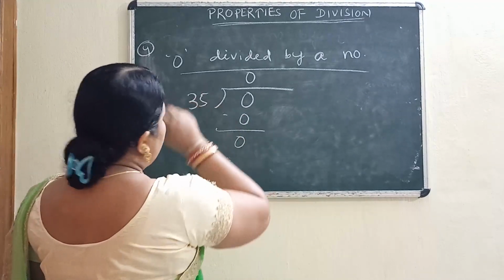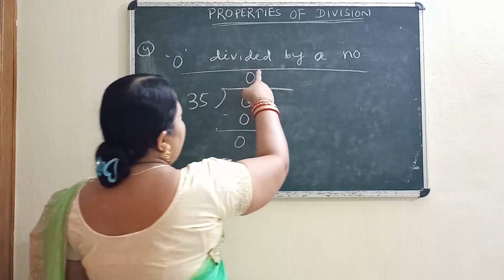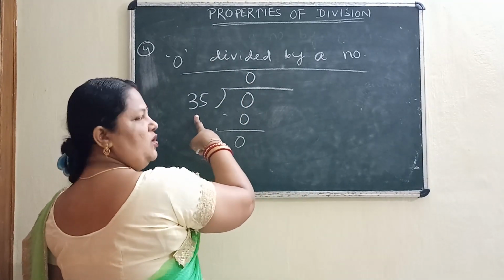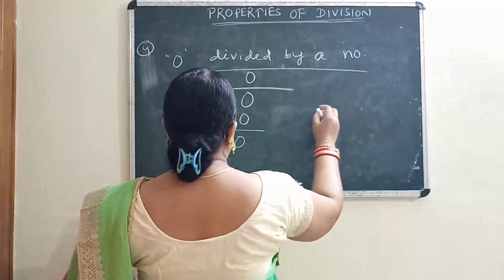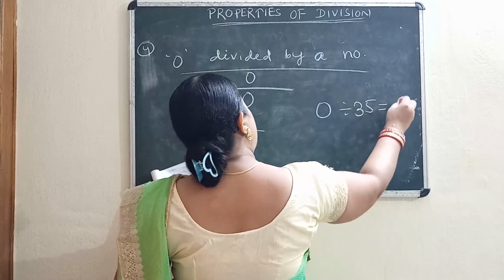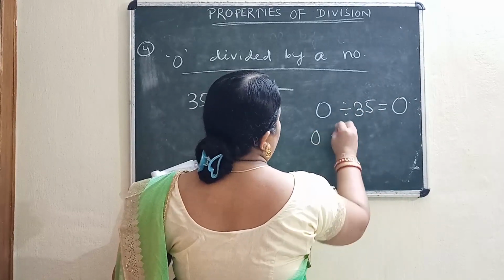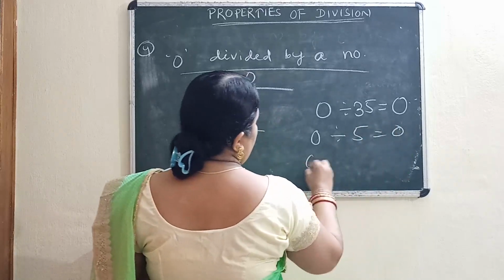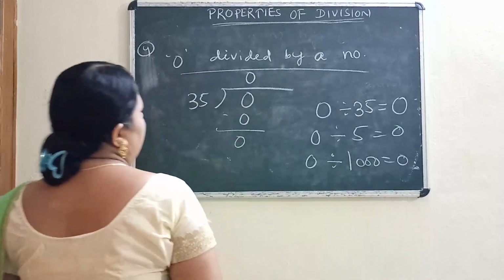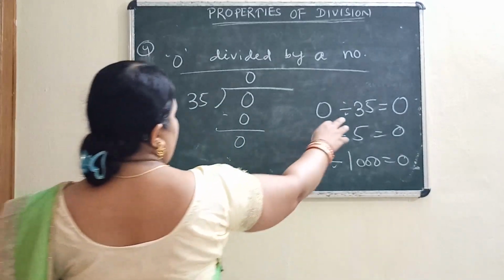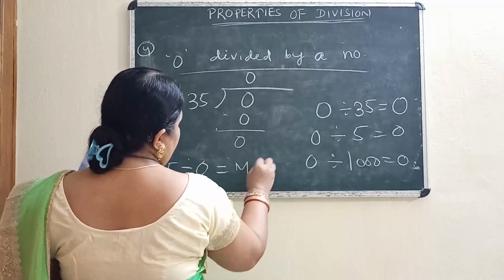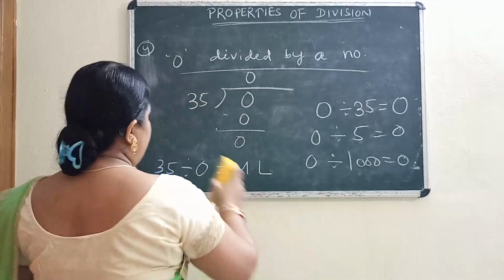So according to this property, 0 divided by a number: here 0 is your dividend and the number is your divisor. So what to write? 0 divided by 35 equals 0. 0 divided by 5 is 0. 0 divided by 1000 is 0. Clear? And if we write 35 divided by 0, that is meaningless. We cannot divide it.